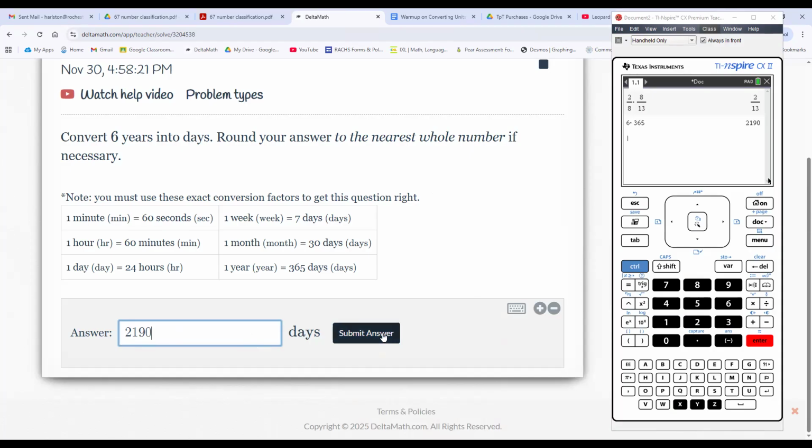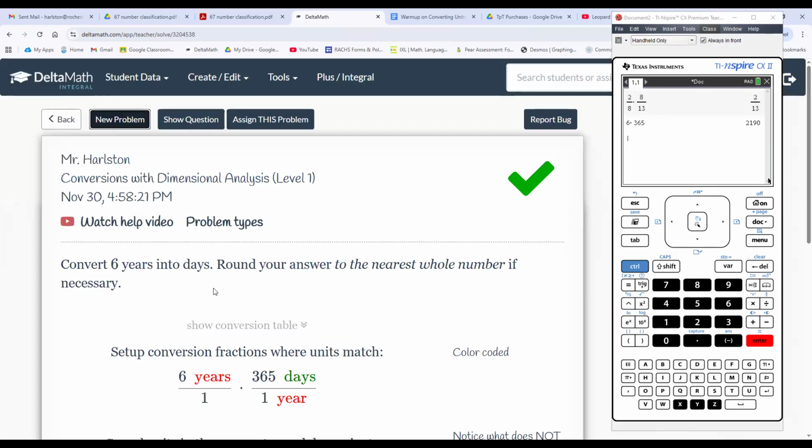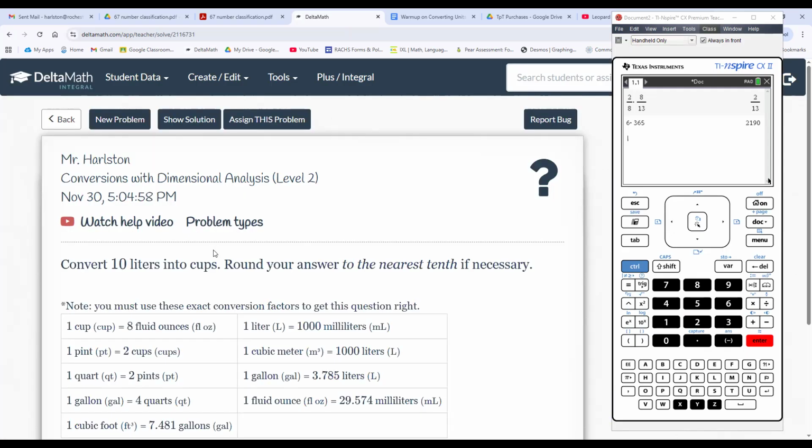So let me submit that. That's all you're doing. All right. So that's how you do it. You want to use the fact that if the unit is in the numerator and the denominator, you can cancel it out. And basically what you have left should be the unit that you want to convert to, okay? Now, this one was pretty simple because you only have to use one conversion factor, but I wanted to show you that sometimes you're going to have to use multiple conversion factors.